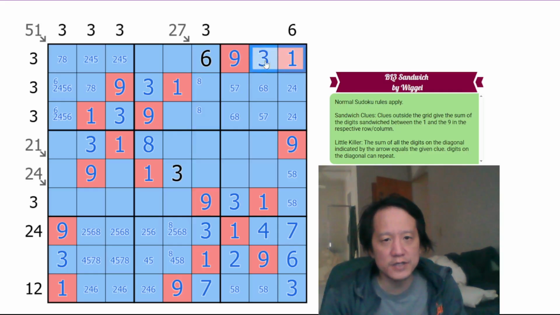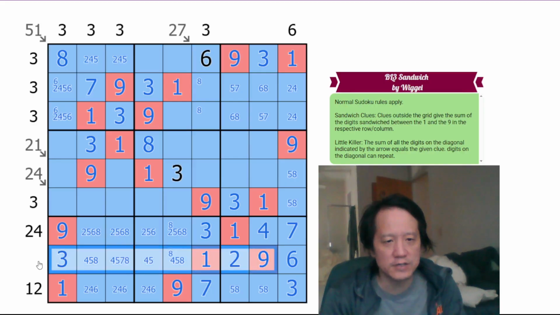So where is the 8 in row 1? Can't be here because one of these two is guaranteed to be 8. And these are eliminated because this has to be a 7, 8 pair. So this has to be 8 here, which makes this 7. So this cannot be 7 here. Where is the 7 in row 8? It has to be here.